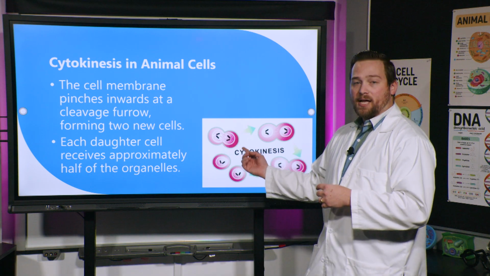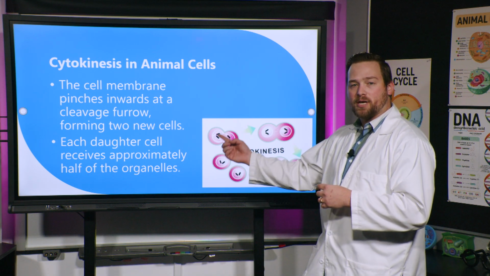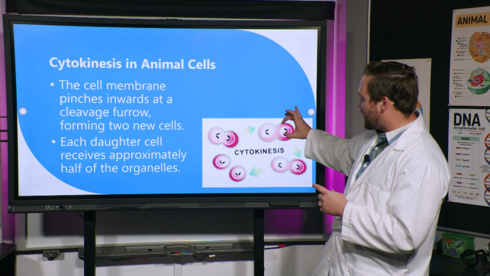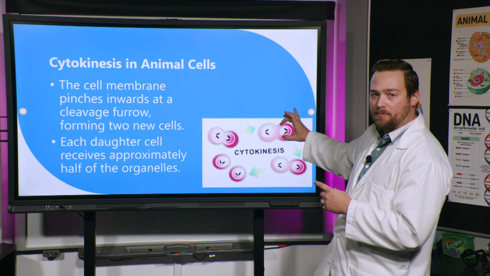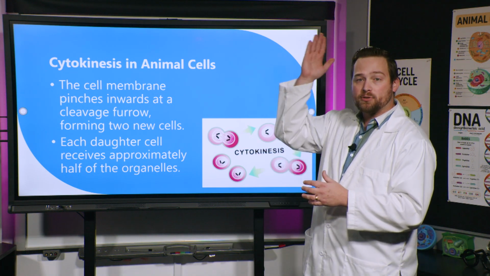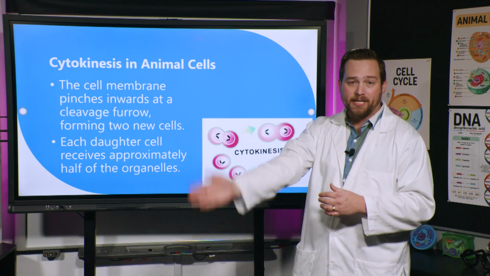Starting right here, you can see that this looks like two cells, but they're still connected in the middle. So when that pinch starts to come in, you can see it pinching right there. That's called the cleavage furrow. To cleave means to split. So we're trying to split it down the middle.